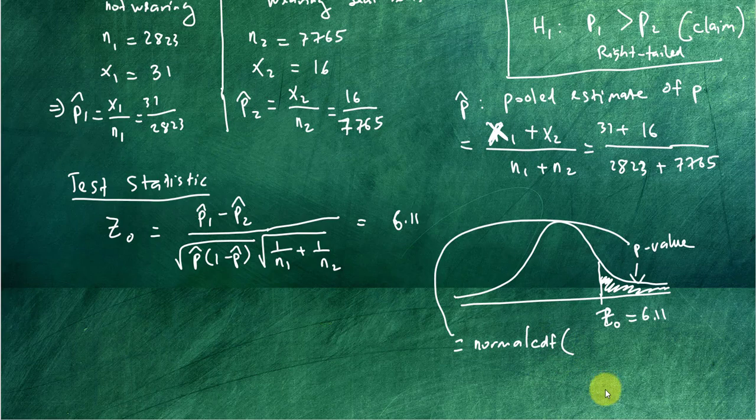The first thing, we are going from 6.11 as the lower limit, and we go all the way to the right, so I put a very large number for the upper limit. The mean is 0 and the standard deviation is 1. This is the syntax that I am plugging into the TI-84.